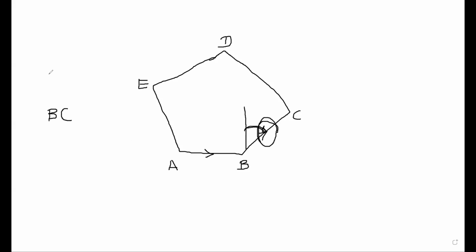You are starting with line BC. So this is a rule: the line with the bearing should be on the top. Right? So now consider your movement. Don't write anything. You consider your movement. So you are moving along this line.